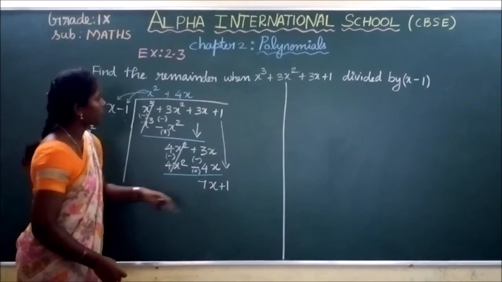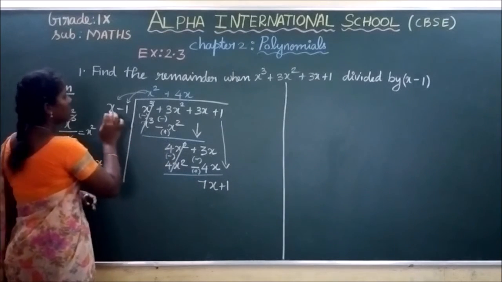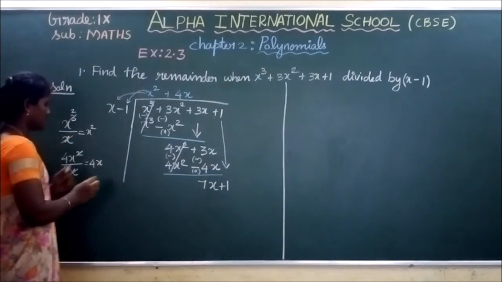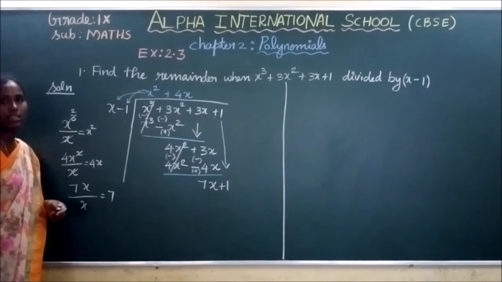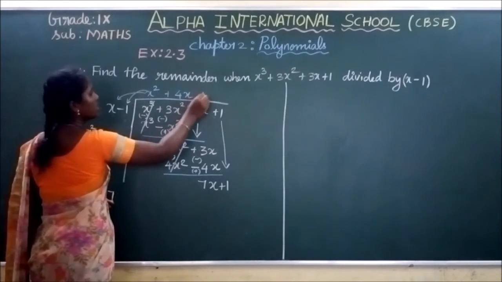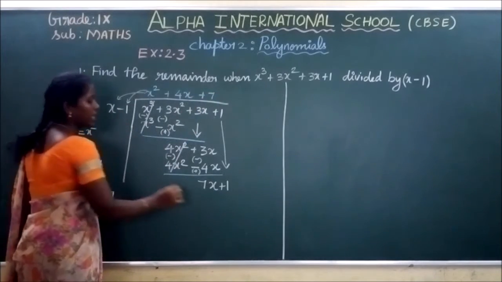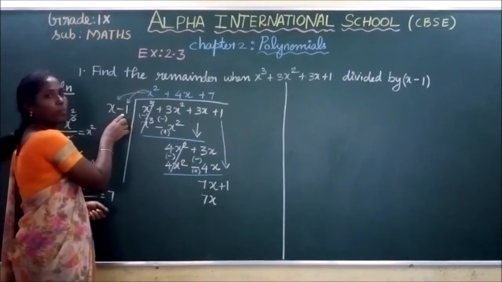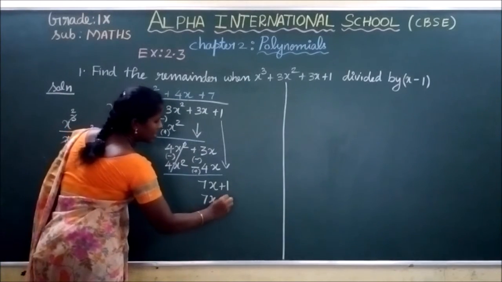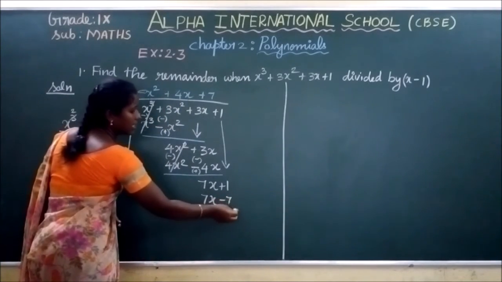Now listen. 7x, and divide 7x by x. The third term, 7x by x. What is the result we are getting? 7. So the next term of the quotient is 7. So 7 into x is 7x. 7 into minus 1 is minus 7.